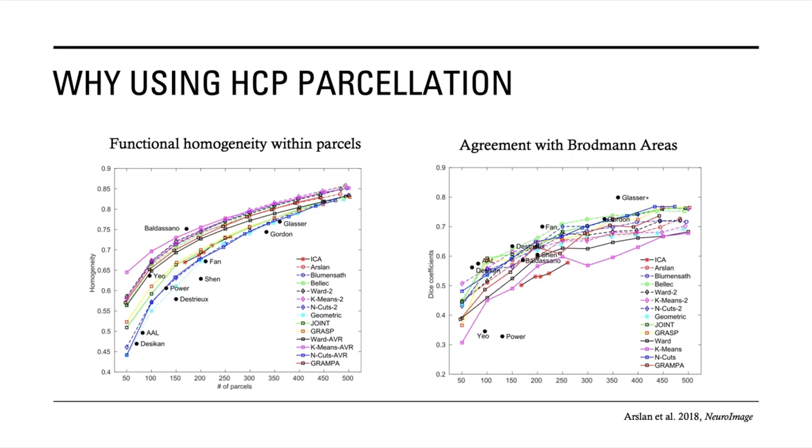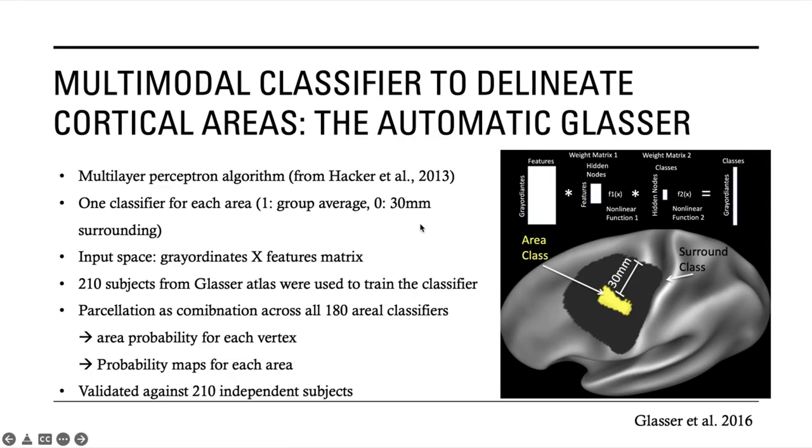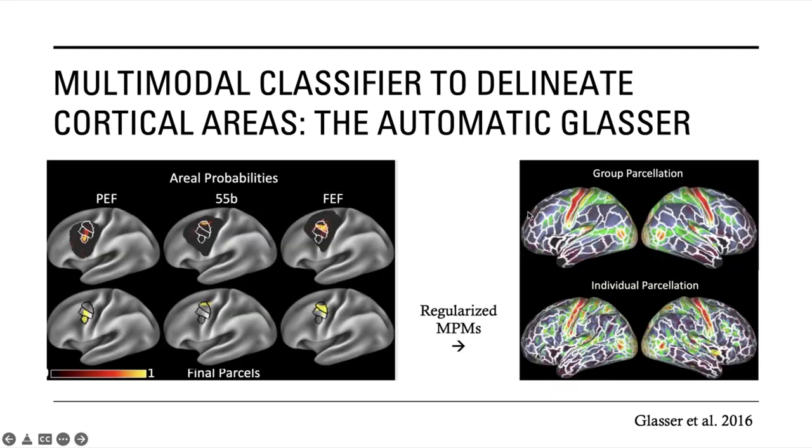And that's it for now, but just 1 minute: there is the possibility to use this kind of framework for an automated individual subject parcellation. But the classifier from the study was not yet released, but the methodology is communicated in a way that everybody who is at least an intermediate expert in machine learning can reproduce the classification of areas based on multiple features to create an individual parcellation based on multimodal areal features.